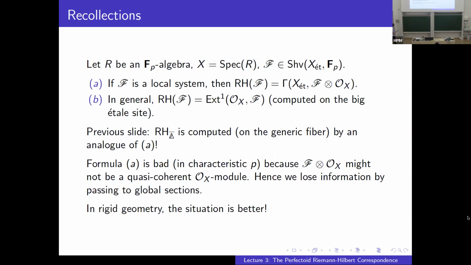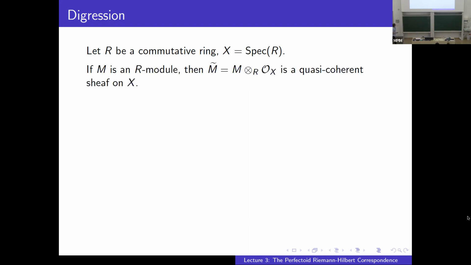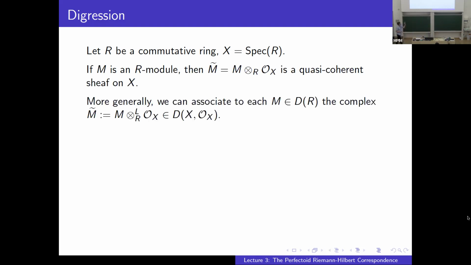And what I want to say is that in this rigid analytic situation, this problem doesn't arise. So let me explain this again by a brief digression. Let me review something about schemes. So let R be a commutative ring and X the affine scheme Spec R. Then there's a construction. Given any R module M, you can make a quasi-coherent sheaf on X. You just take M and tensor it over R with the structure sheaf. And that's a construction you can do not just for R modules, but also for complexes of R modules.